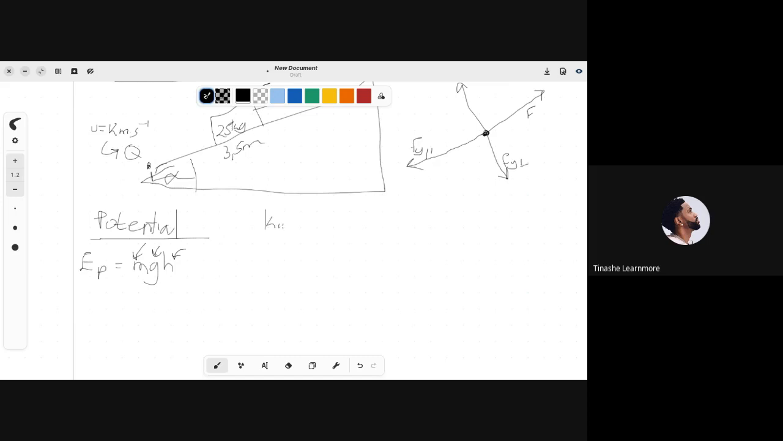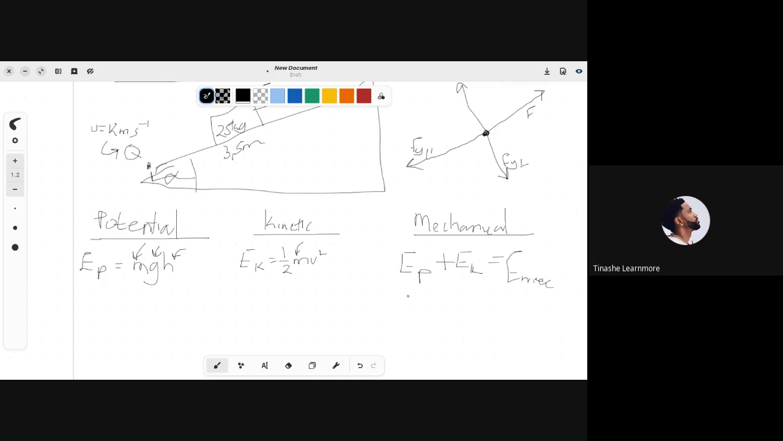Then we had kinetic energy. So kinetic energy, EK, is a half mv squared, where m is the mass and v in this case is the velocity. Then lastly we had mechanical energy, and mechanical energy was basically EP plus EK, which gives us the mechanical energy, EMEC.